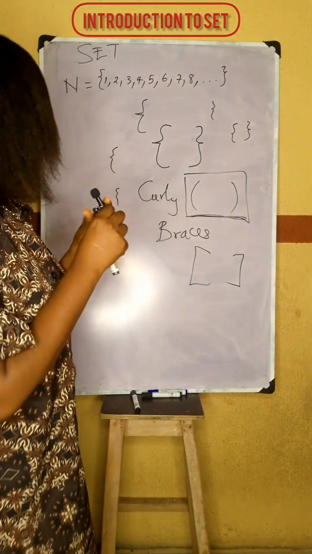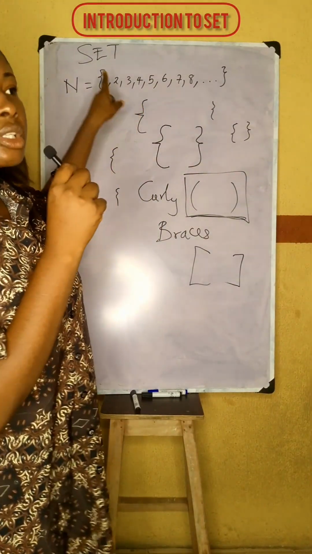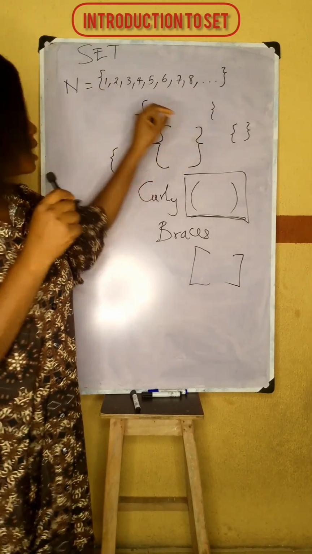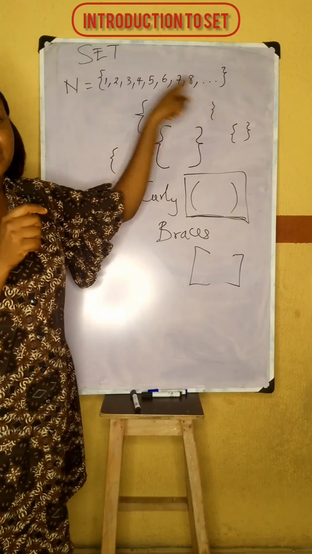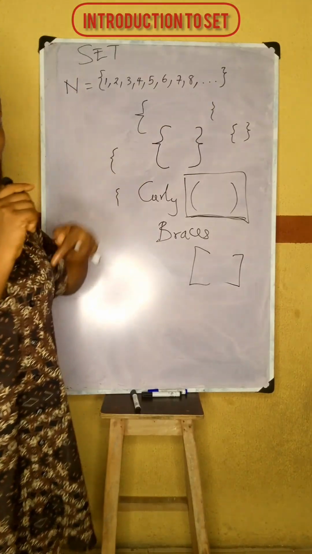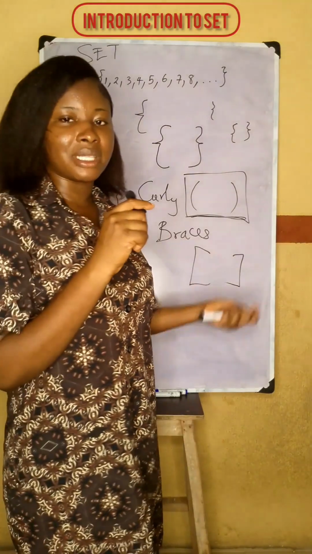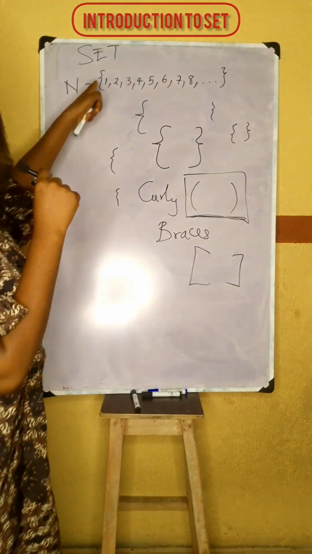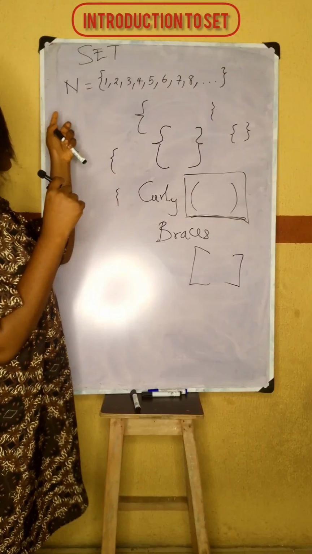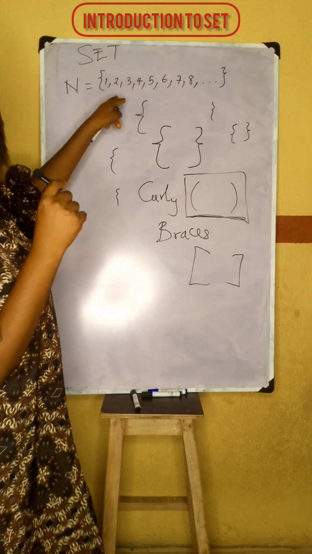And another thing you should take note of, look at my natural numbers. Did you notice I'm using a comma to separate each of the elements? Now, those numbers inside these sets, we call them elements. Elements are like the members of a set. So when I say elements, I'm talking about the members of the set. So I'm using commas to separate the members of the sets.